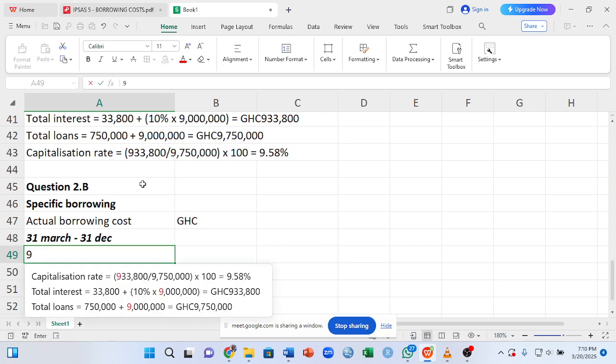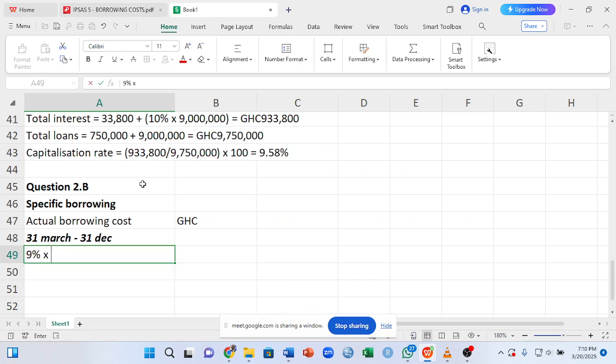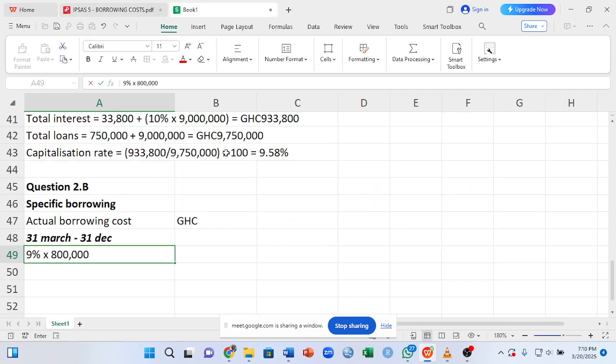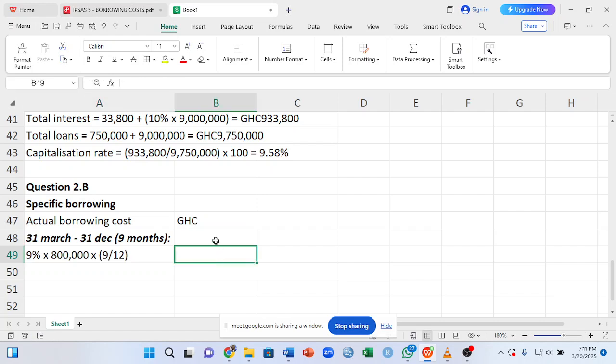So we bring the 9%, you multiply by the loan amount, which was the medium term loan of 800,000. And then what was the number of months in this case for the specific? 9 months. So meaning that we multiply by 9 over 12. What are you going to get? We'll get 54,000.